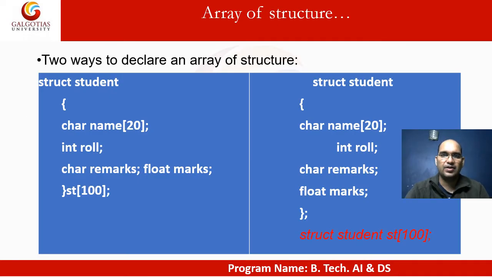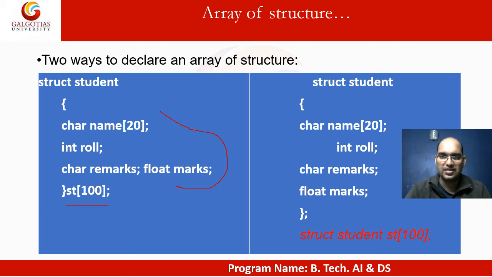Now coming to how we can declare the array of structure. There are two ways to do that. The first one is struct student with char name[20], int roll number, char remark, and then float marks. And we have declared one variable st of array type with size 100, meaning st is a variable which can accommodate 100 such records. This is one way.